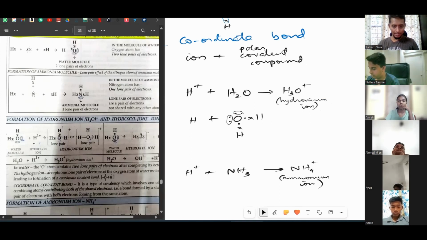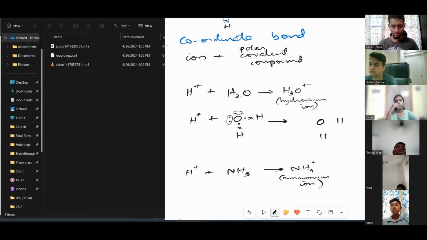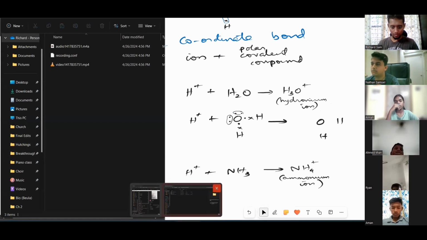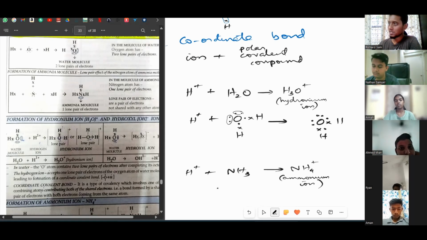So first you will just show it like this. H plus, plus this water gives, so oxygen here, this hydrogen here, this hydrogen here, the usual ones. So here one X, one dot, one X, one dot. The X belongs to the hydrogen, the dot belongs to oxygen. Then the one lone pair which has not taken part in the sharing, and then the second lone pair which has taken part in the sharing.